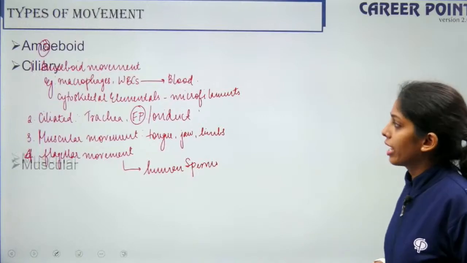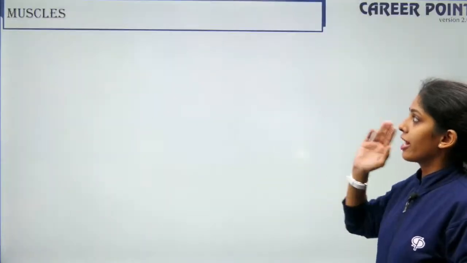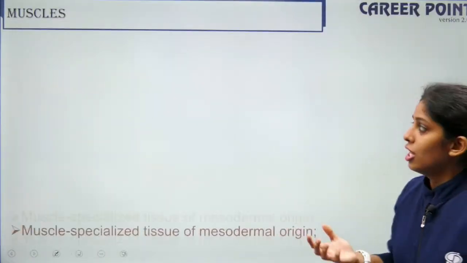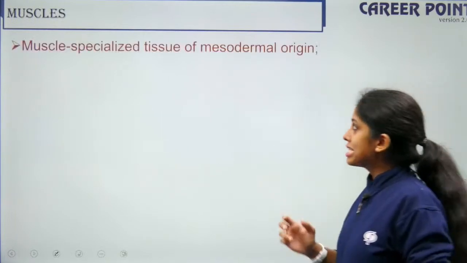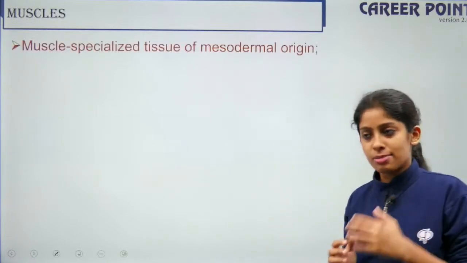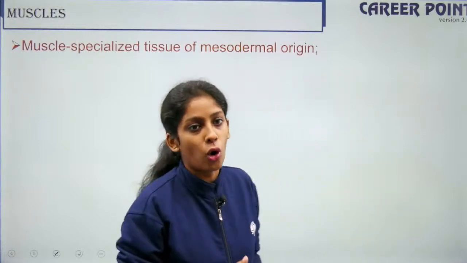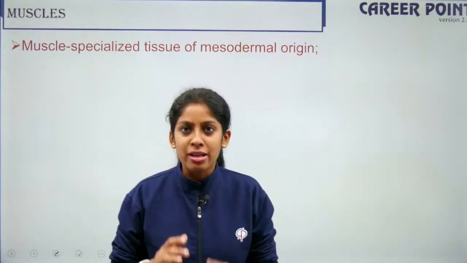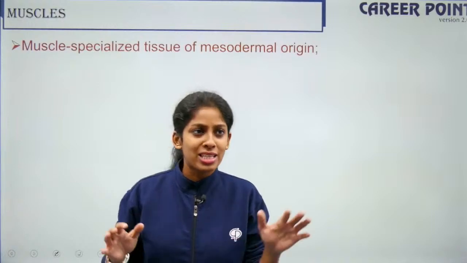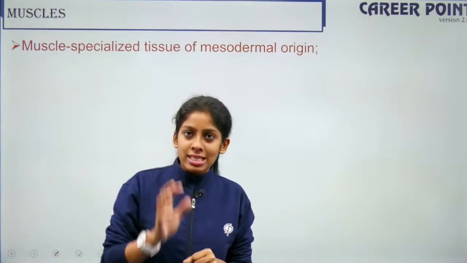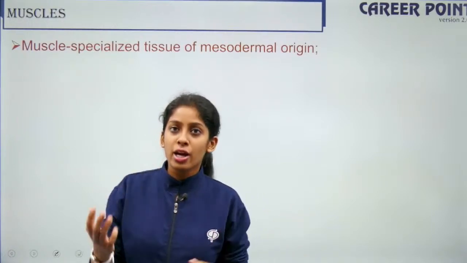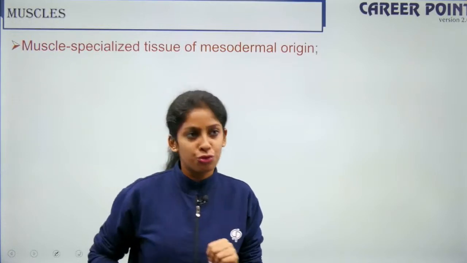Okay, so I wrote before that. Fine. So now we're going to talk about a muscle. So what is a muscle? So muscle is a specialized tissue of mesodermal origin. So when you talk about the animal kingdom, we all belong to the proud animal kingdom, right? In the higher vertebrates, we have four types of tissues present.